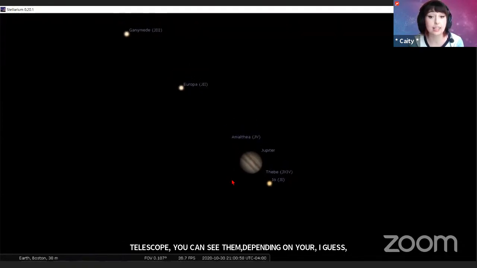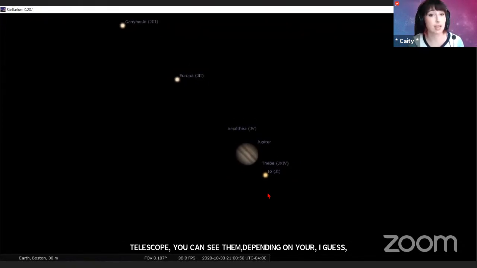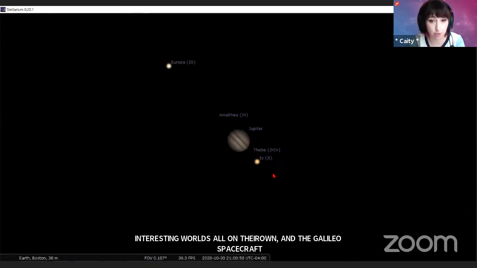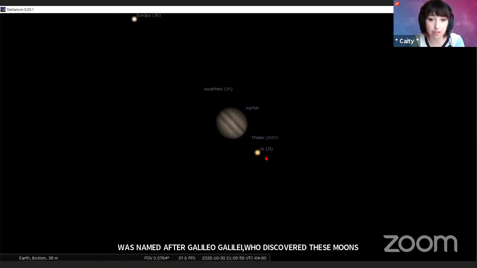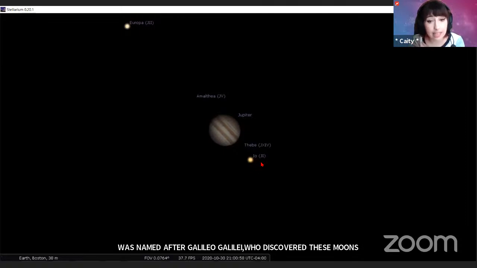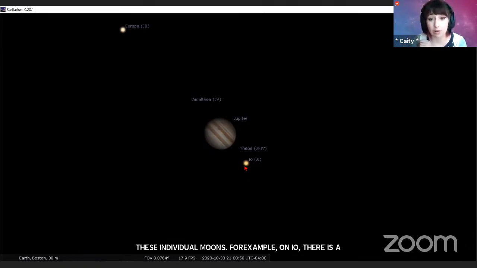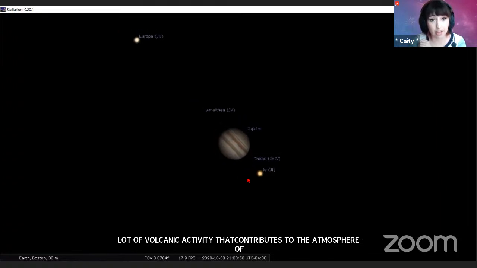And the Galileo spacecraft was named after Galileo Galilei, who discovered these moons around Jupiter. And it told us a lot more about each of these individual moons. Like, for example, on Io, there's a lot of volcanic activity that contributes to the atmosphere of Jupiter. It kind of interacts with some of Jupiter's upper atmosphere. So lots of volcanoes going on there.